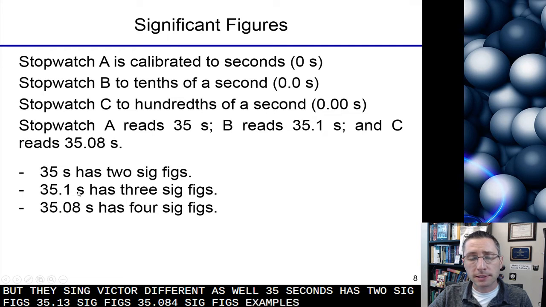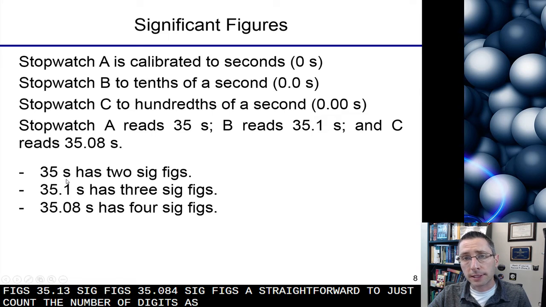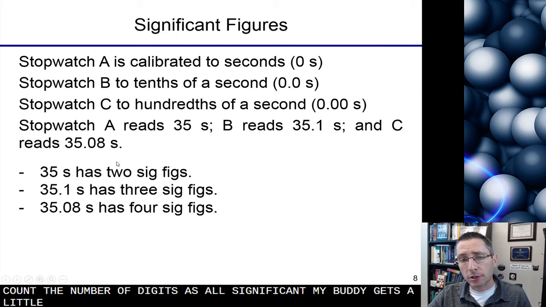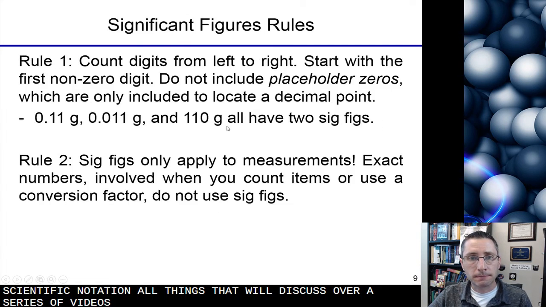In examples like these, it's pretty straightforward to just count up the number of digits as all significant, right? But it gets a little trickier when you have leading zeros, trailing zeros, scientific notation, all things that we'll discuss over a series of videos. So let's break down these rules.